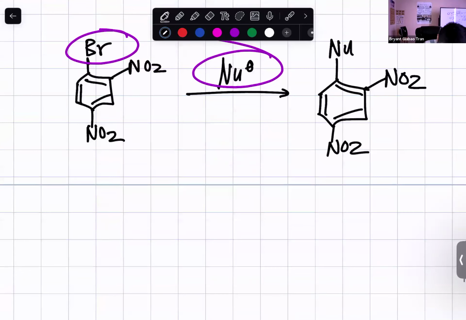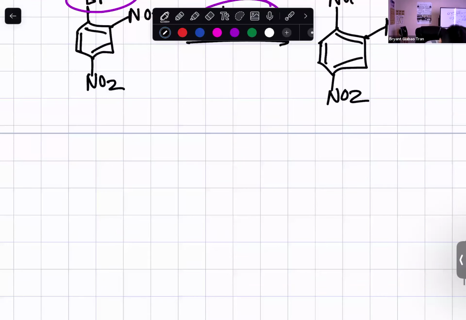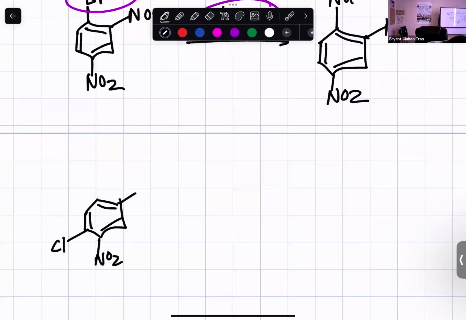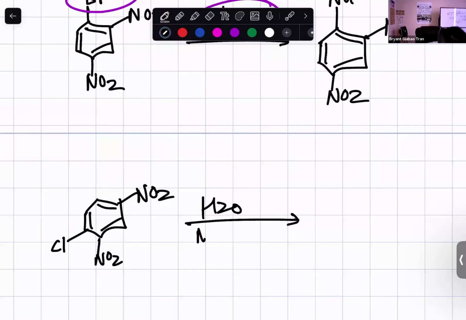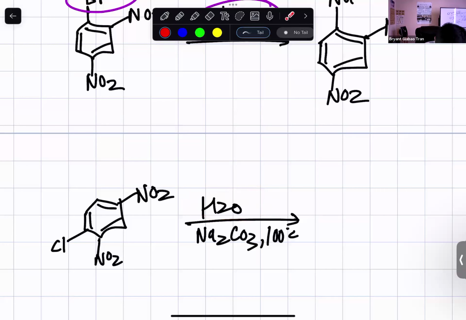And here's the mechanism of this problem. Wait, let me give you a more specific example before I give you the mechanism. Let's say we have the structure here. We have EWG there, EWG here, and we react it with these reagents: H2O, H2CO3, 100 degrees Celsius. Our nucleophile here is going to be the water.